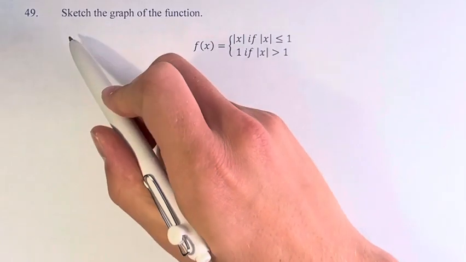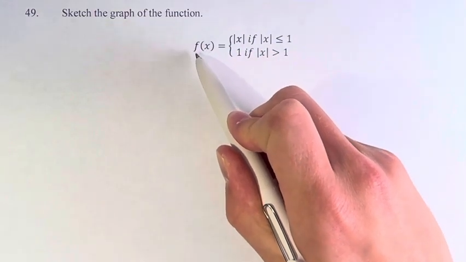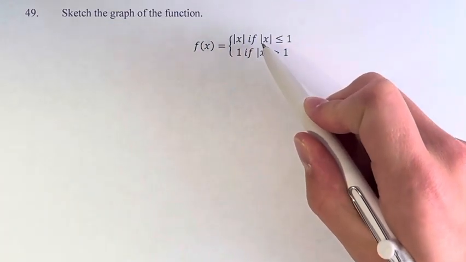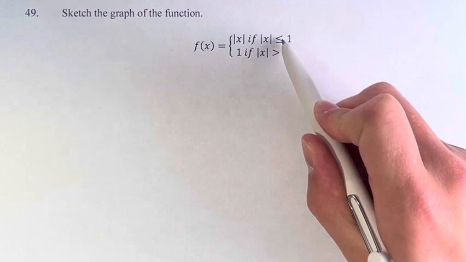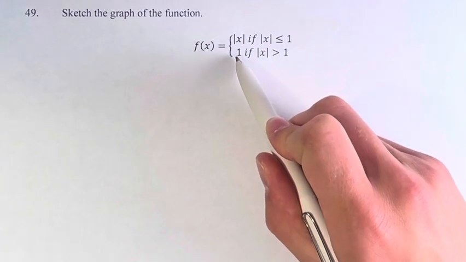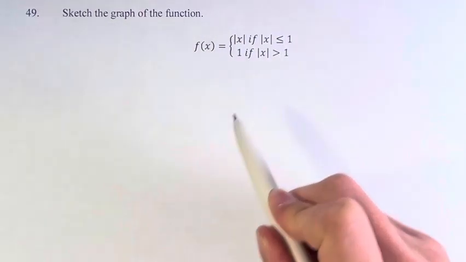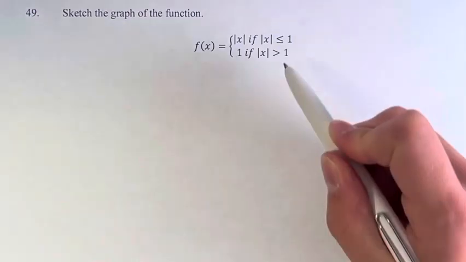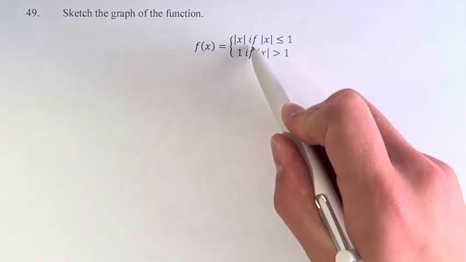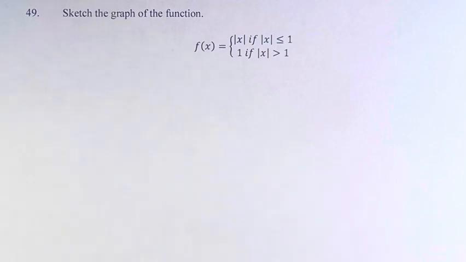In this problem, we're asked to sketch the graph of the function f of x is equal to the absolute value of x if the absolute value of x is less than or equal to 1, and f of x is equal to 1 if the absolute value of x is greater than 1. So before we worry about what this means, let's actually graph the pieces of this piecewise function.